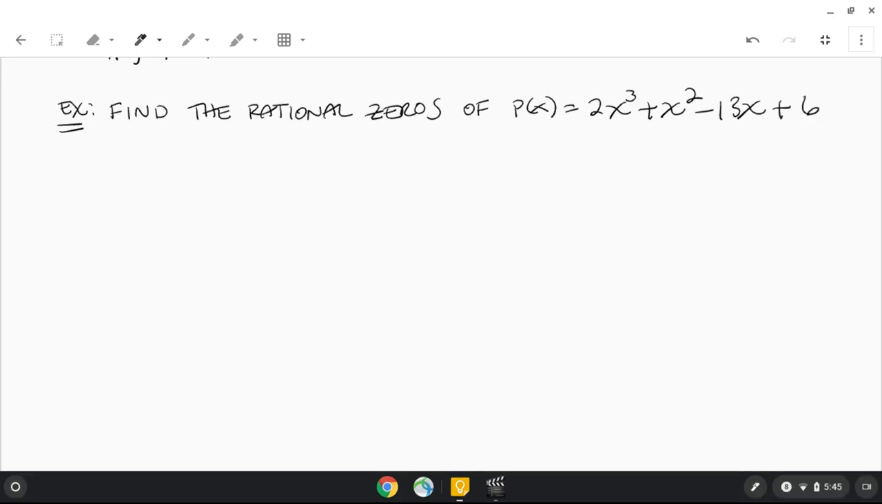So clearly this polynomial is not factorable. We wouldn't be able to graph this right off the bat because we can't find the zeros. So we're going to use the list.